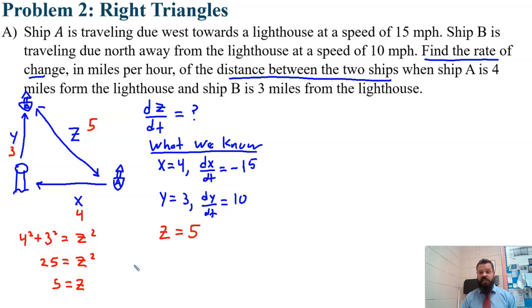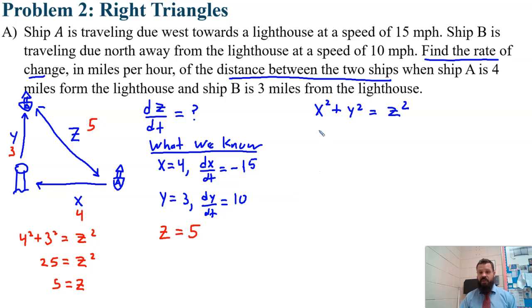All right, next thing we need is an equation to relate the x, the y, the z all together. Well, once again, we're talking right triangles, so I can just use the Pythagorean theorem. We can use x squared plus y squared is equal to z squared. And if I differentiate this in terms of t, I'll get my dz over dt on the right side. Everything on the left side will be things we can fill in. So we should be able to figure out what that rate is here.